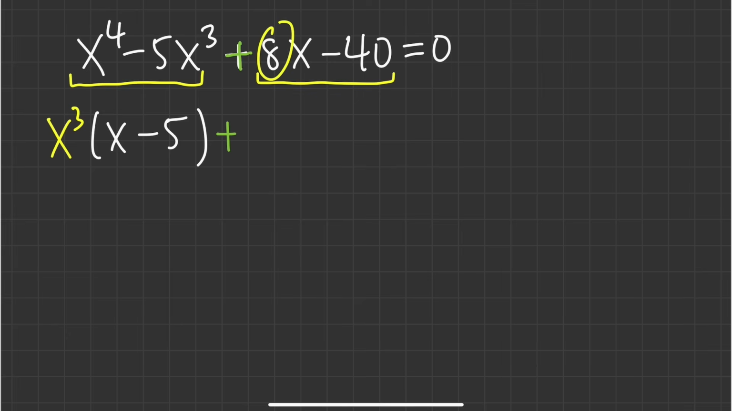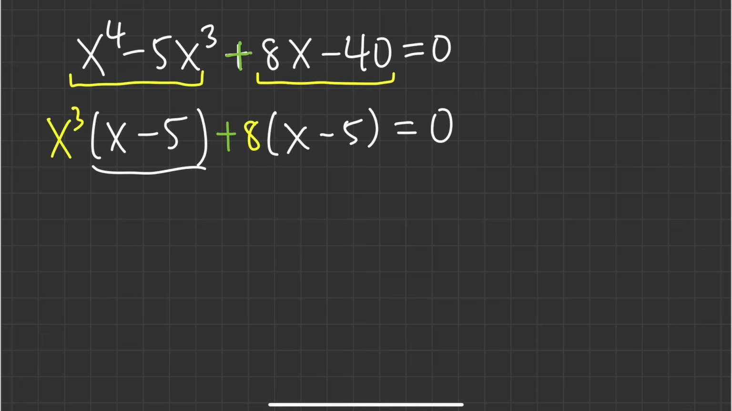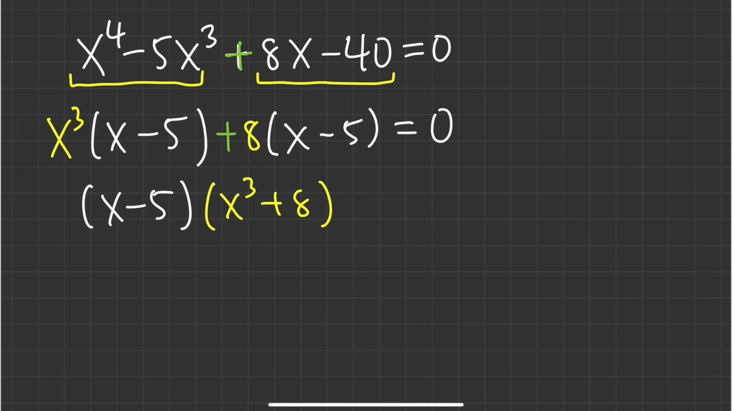And then we see that 8 and 40, we can factor out an 8. And then we will be getting x left because it was 8x, but we took out the 8. And then here is negative 40, but we took out an 8. So just do negative 40 divided by 8. We get negative 5. So we can actually do this by grouping because we see the x minus 5 is in common. So factor it to the outside, and then we will have the rest, which is x cubed plus 8. And then this is equal to 0.